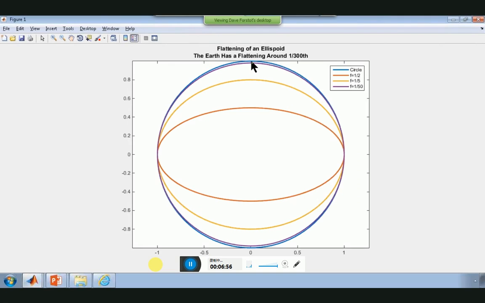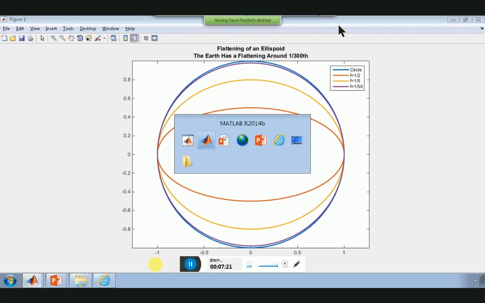The Earth's flattening ratio is around 1/300th, or the inverse flattening ratio is 300, the inverse of 1/300. So it's not a really big difference when you're looking at something that happens to be of unit dimension. So in this case, my semi-major axis is 1. But when we start talking about the actual planet, these numbers become much larger.